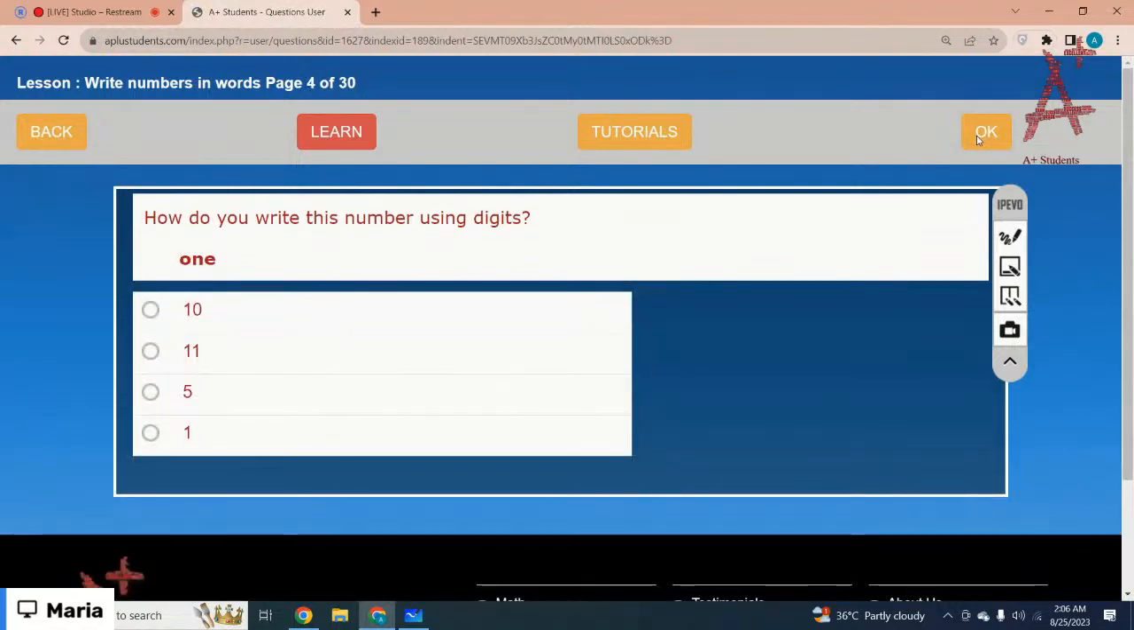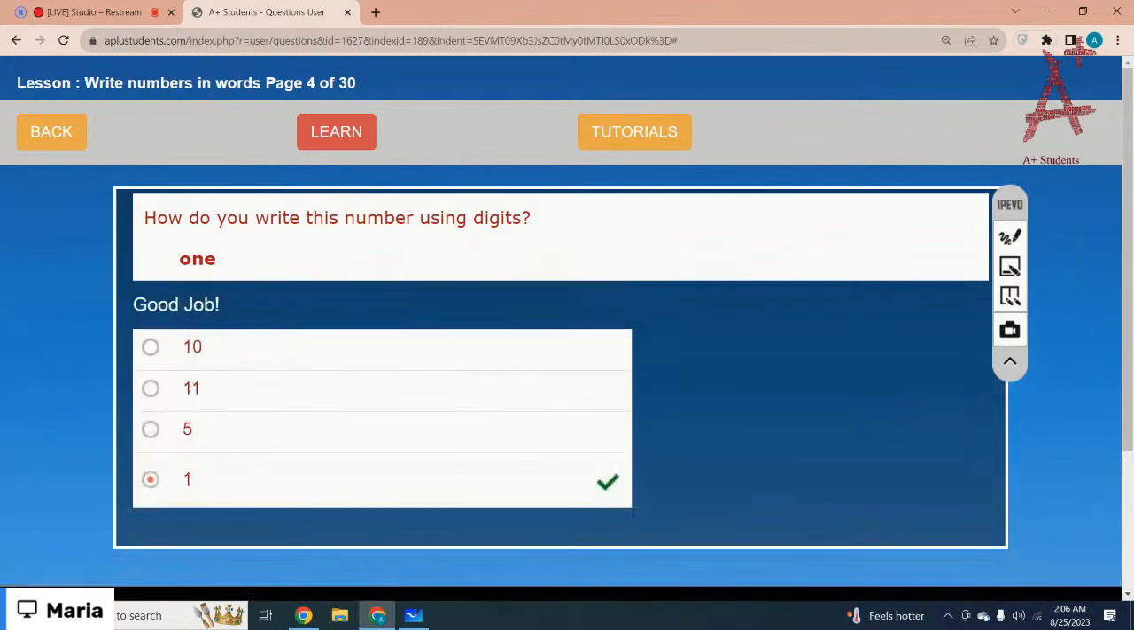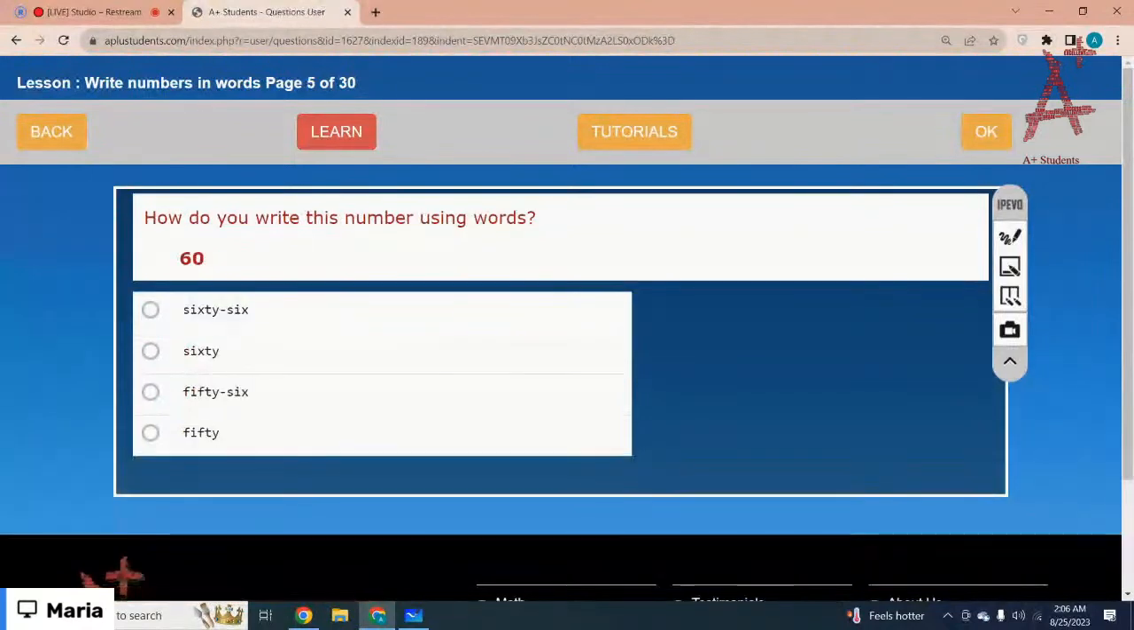How do you write the number using digits? 1. How do you write 1? The correct option is the last one, this one. Next, how do you write the number using words 60? Which is the correct option? The correct option is option number 2. This way you can represent 60.